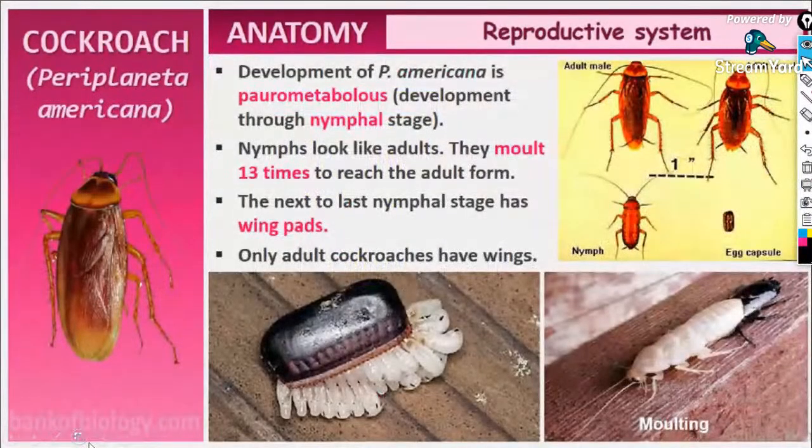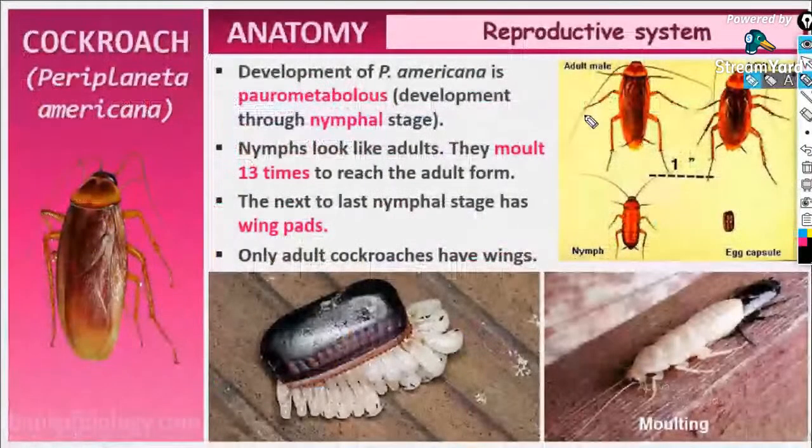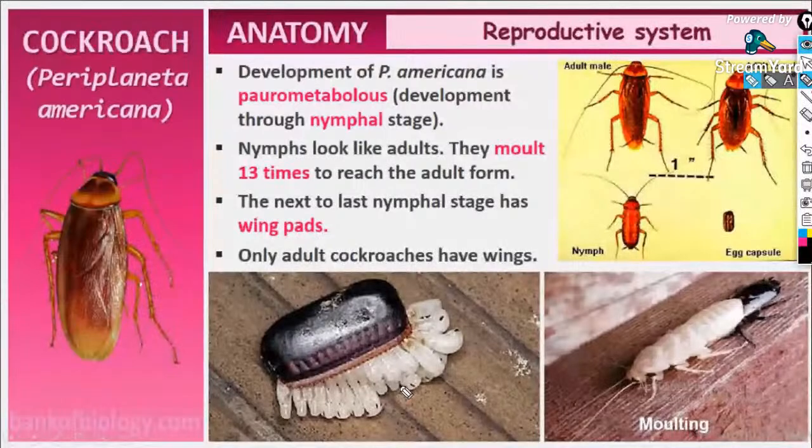I think this is the last part. Reproductive system will be over in this slide, and last we have the economic importance. And after that, we will have a recap of the entire cockroach.